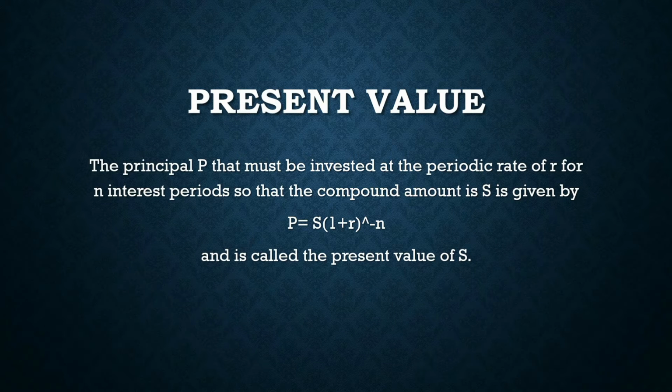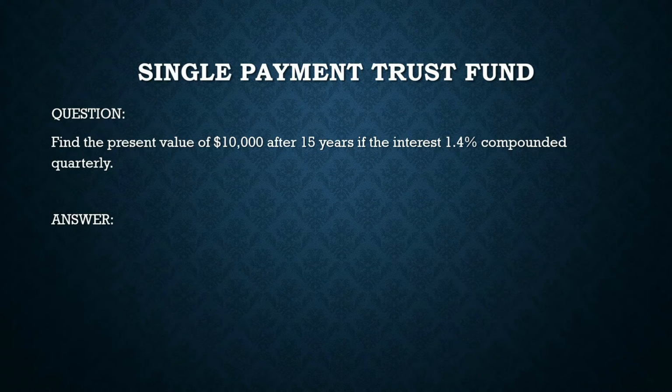The principal P that must be invested at a periodic rate of R for an interest period so that the compound amount is S is given by P equals S times (1 plus R) to the power of negative N, and is called the present value of S. I would like to use PV for present value and FV for future value. Then, single payment trust fund.